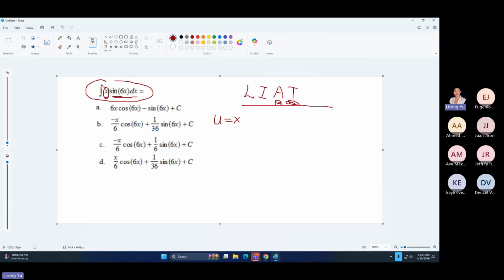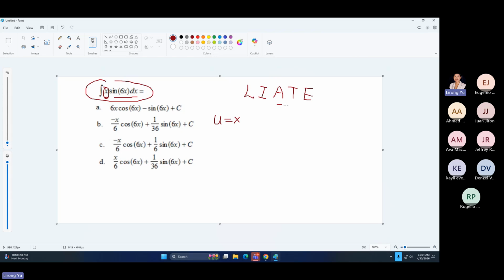So this gives you an order for how to choose u. The last one is E: if you do not have a logarithm, inverse trig, algebraic function, or trig, then the exponential function will be the u. That's really the process, the order for choosing the u. Now, based on this, we're going to choose u equal to x. We are considering this as the integral of u dv. Since u equals x, all the other parts are dv.